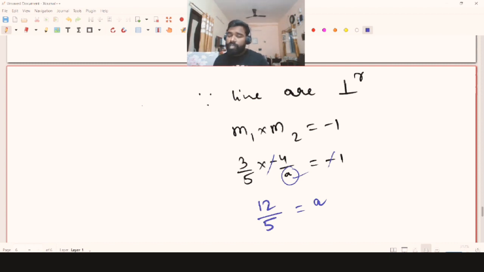This is a simple question which usually comes, and it's even in the model paper. When two lines are perpendicular or parallel, you have to find some unknown letter in them. So this is one important question. There are a lot of important questions in this chapter. As the pre-board finishes, I'll upload the entire chapter. Till then, you should go through whatever I'm teaching now.